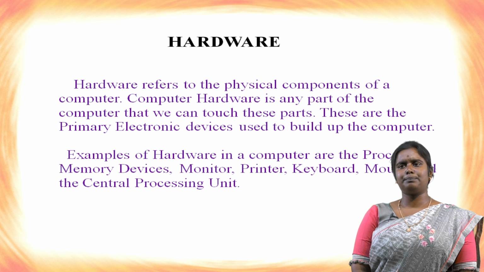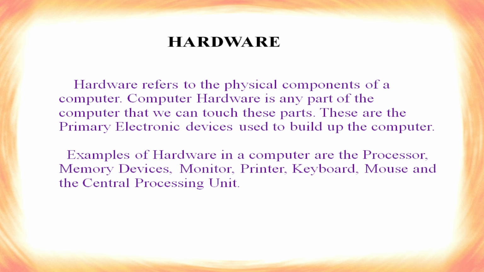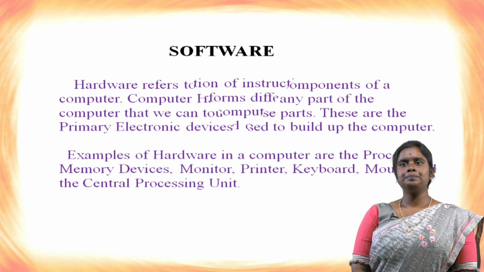Computer hardware is any part of a computer that we can touch. These are the primary electronic devices used to build up the computer. Examples of hardware in a computer are the processor, memory devices, monitor, printer, keyboard, mouse and the central processing unit.